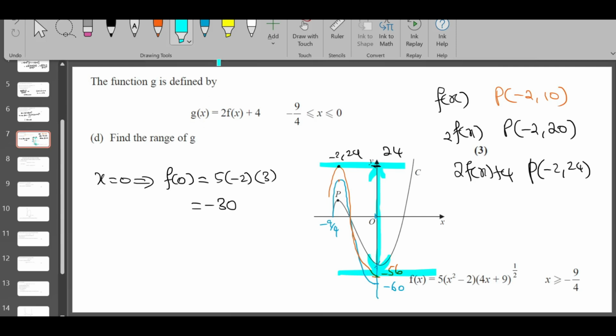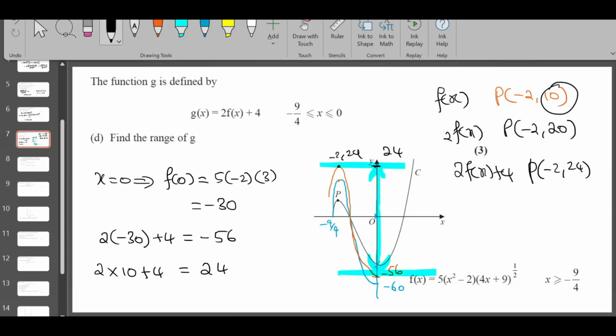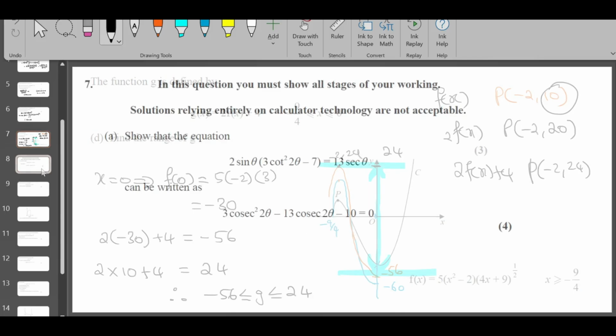But how do you show the working? You have to show 2 times minus 30 plus 4 is equal to minus 56, and then 2 times the y coordinate of this point, 2 times 10 plus 4 is 24. Therefore the range is minus 56 is less than or equal to g is less than or equal to 24. That's all. That's a 3-mark question, and these are all the working for this question. Let's look at the next question.